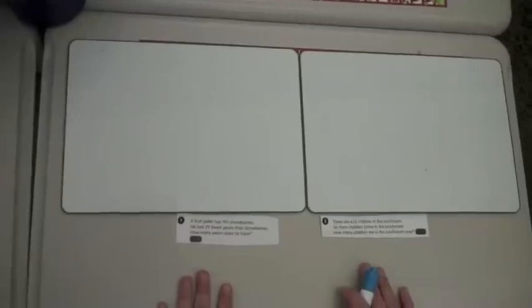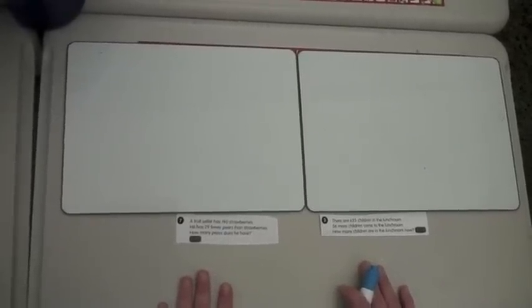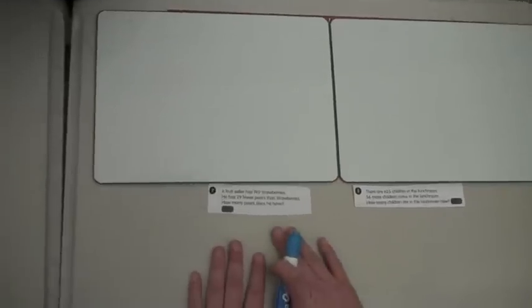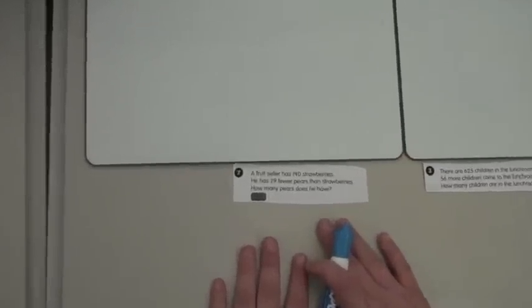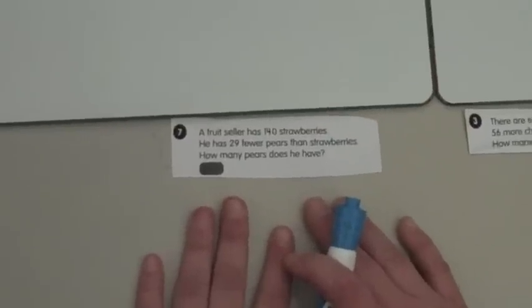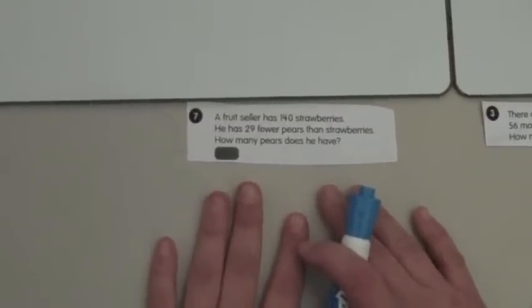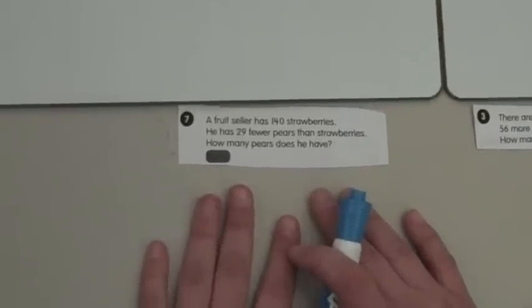So the first thing that I want to do with you right now is take a look at some of the words in the word stories. So let's look at problem number 7 first. It says a fruit seller has 140 strawberries. He has 29 fewer pears than strawberries. How many pears does he have?